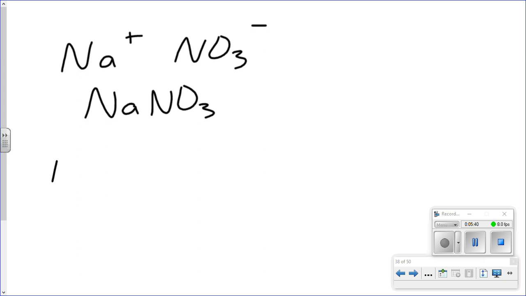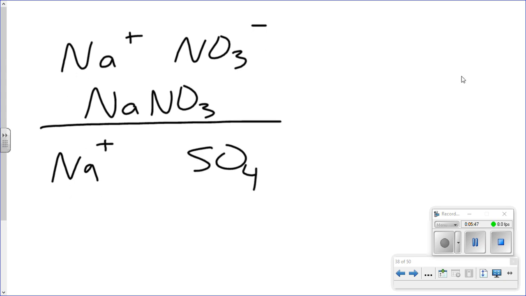Now, what if I have, let's do this one. Let me use sodium. Let's go back to sodium, and if I have one of those, now I'm going to use sulfate. SO4 is sulfate. It's always SO4. SO4 is sulfate. You've got to keep that together. But it has a 2 negative charge.